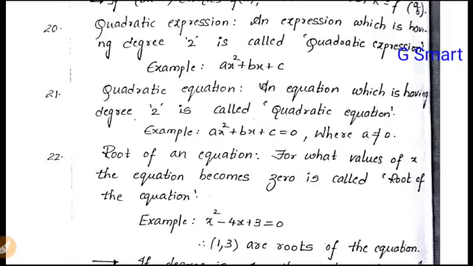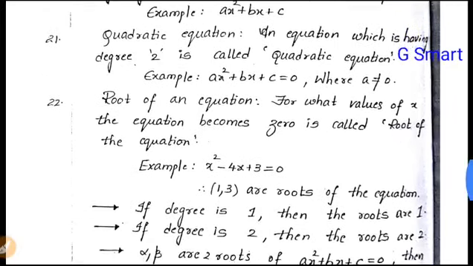Root of an equation: for what value of x the equation becomes 0 is called a root of the equation, whereas for an expression, that is called a zero of the expression. The two are the same but the names are different. For example, x square minus 4x plus 3 is equal to 0. Here degree is 2, so we have two solutions, 1 comma 3. 1 satisfies the equation and 3 also satisfies the equation, so 1 comma 3 are the roots of the equation. If degree is 1, then there is 1 root. If degree is 2, then there are 2 roots.